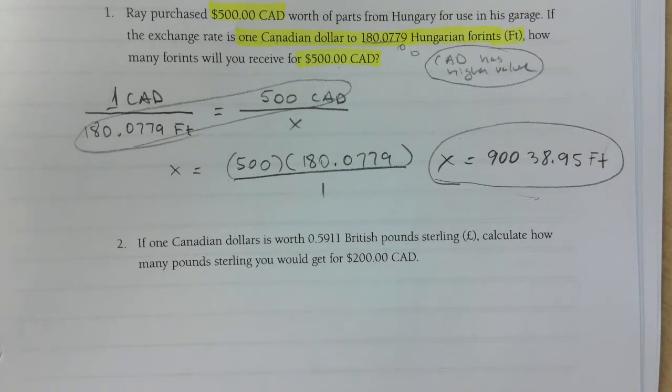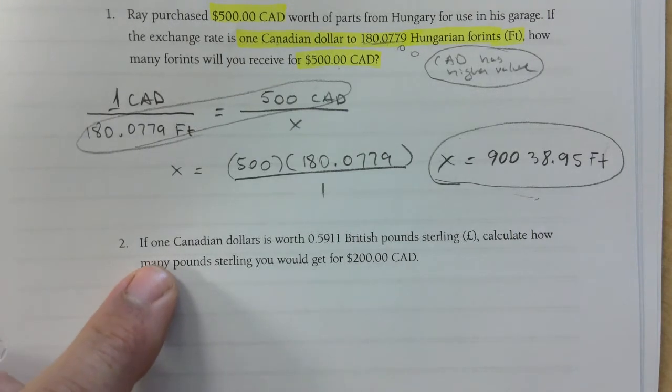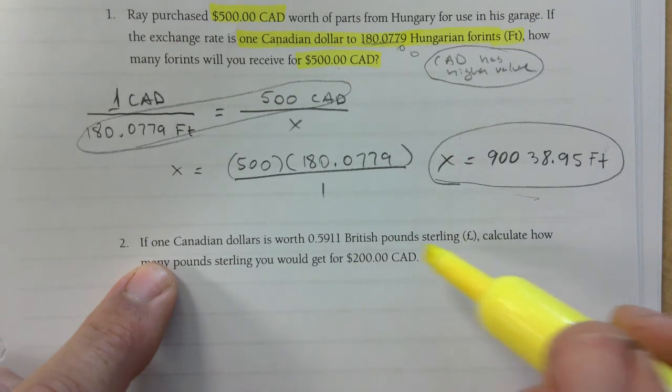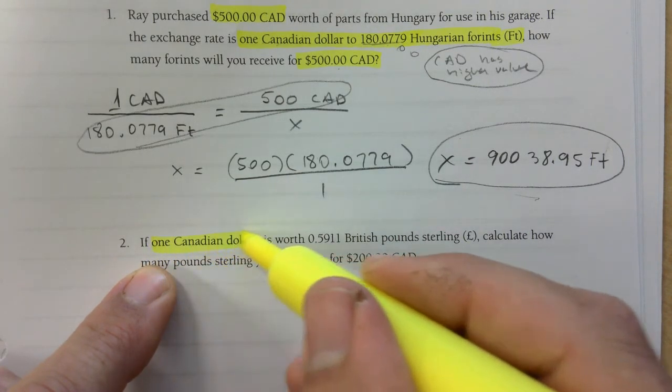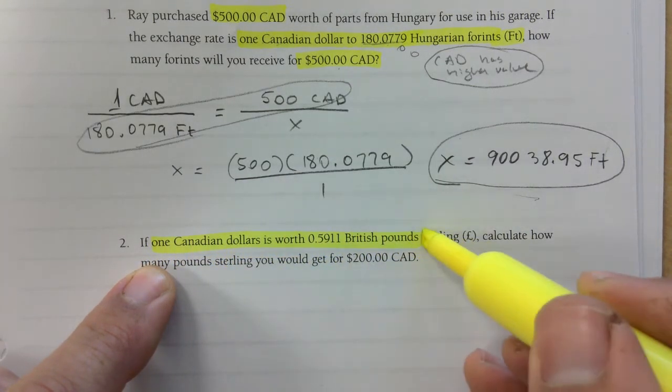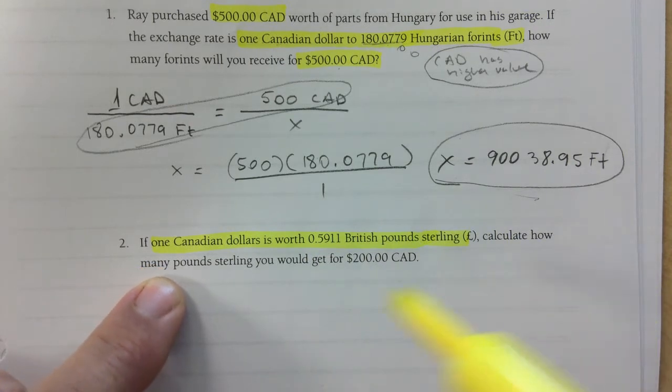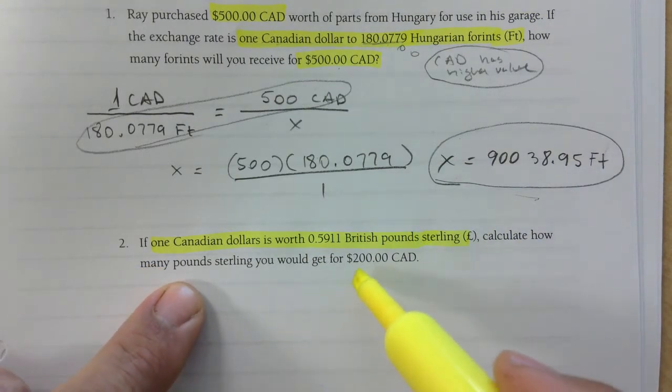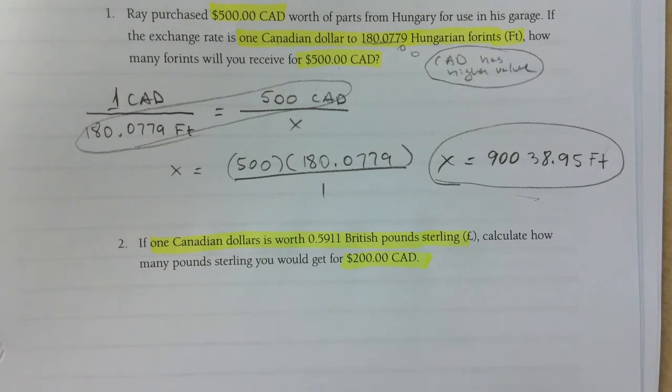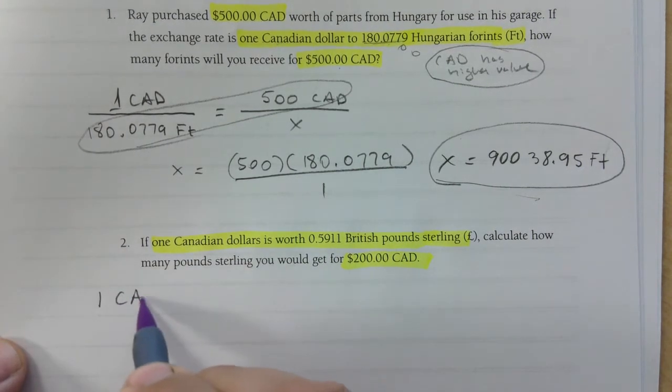Right? If one Canadian dollar is worth this many British pounds, so there's that fact again. That's the currency exchange. Right? Calculate how many pounds you would get for 200 Canadian. So set it up again.